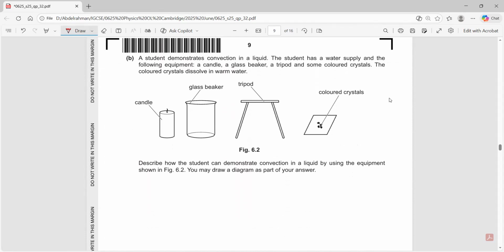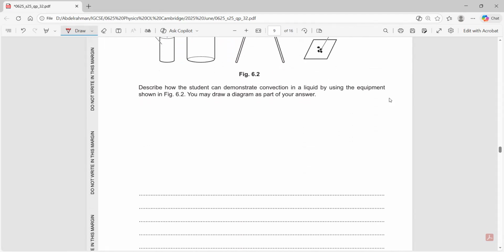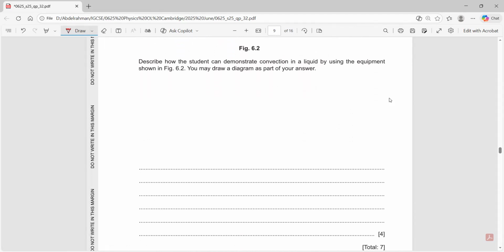Soon demonstrate convection. Okay, so he wants to demonstrate convection in a liquid. He has some water, a glass beaker, and some colored crystals. These crystals dissolve in warm water. Can I describe the experiment? And if you want to draw, you can draw.